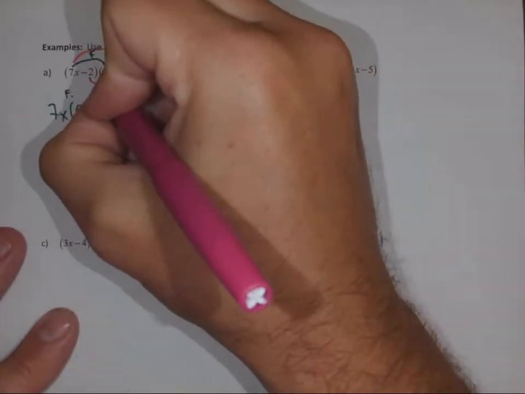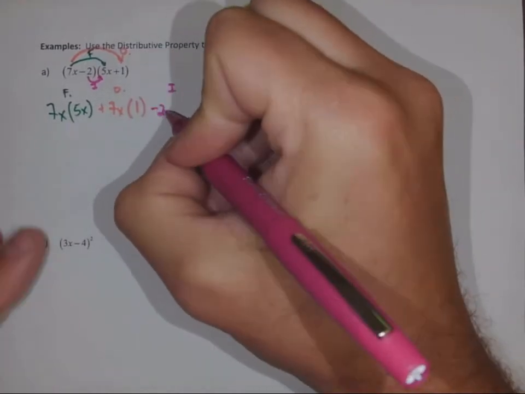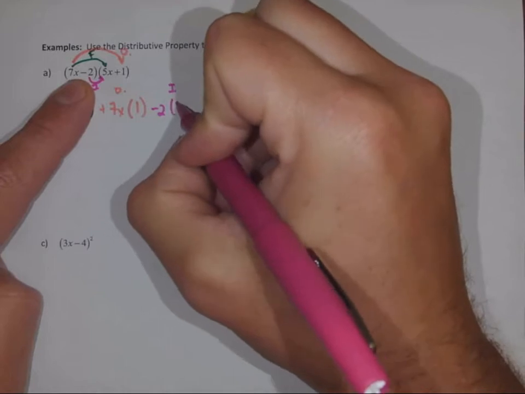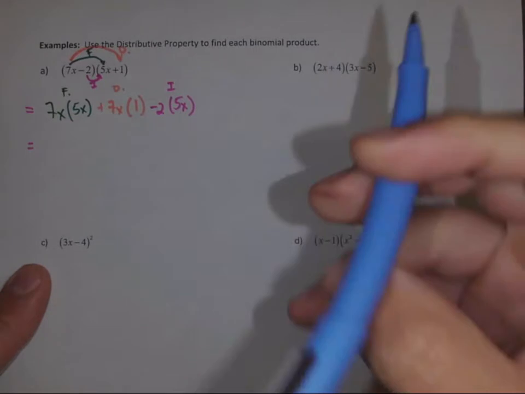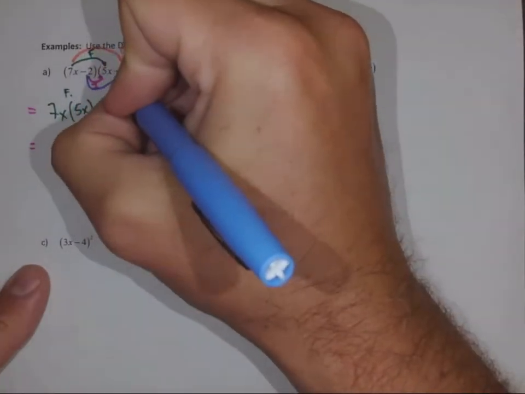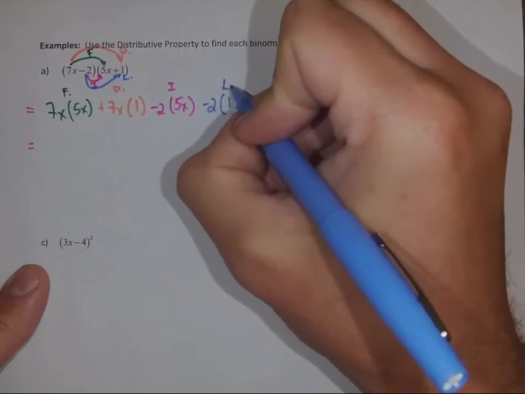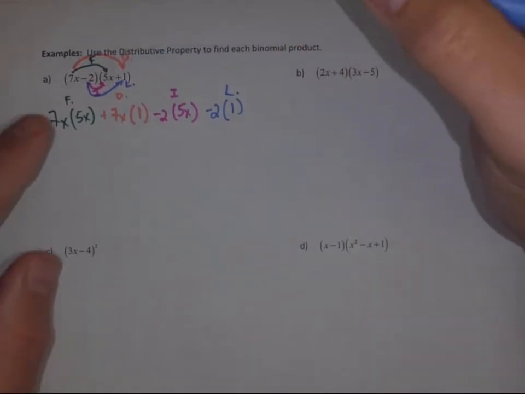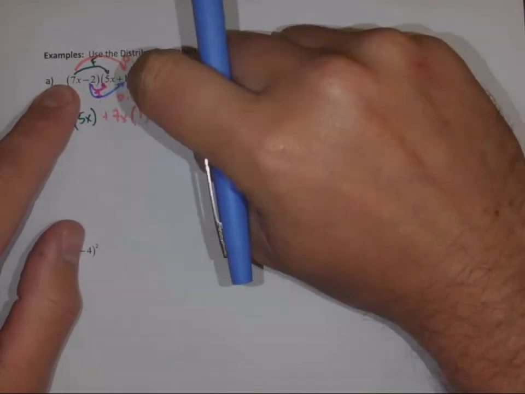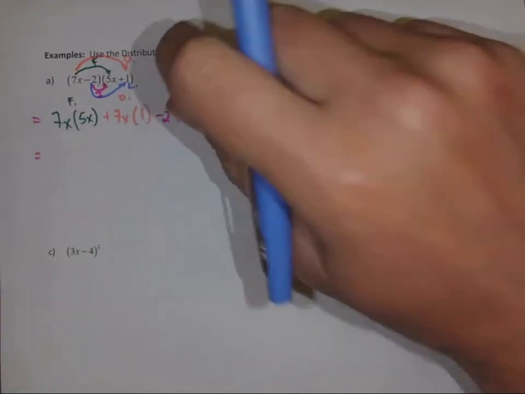I, inside. So my third term is going to be negative 2, negative is attached to it, times 5x. And then L, last, negative 2 times 1. Again, by using FOIL as my keyword, I'm making sure that the first term gets multiplied by every term in the second brackets. The second term gets multiplied by every term in the second brackets.